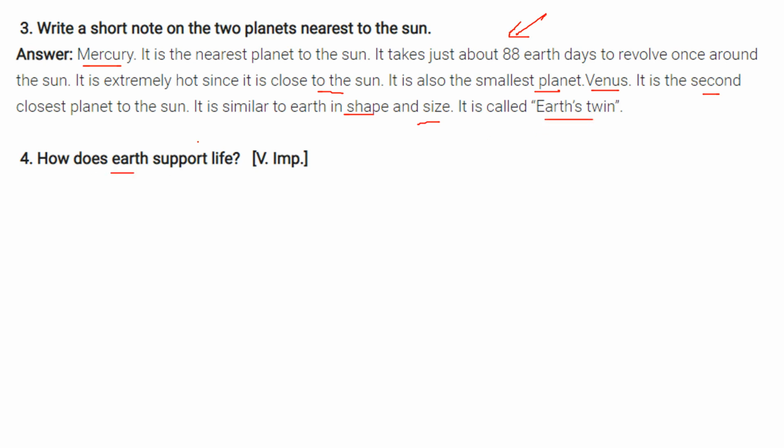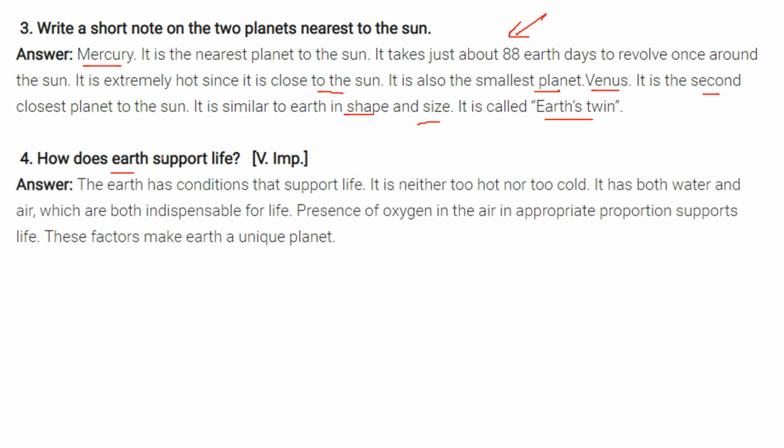How does Earth support life? See, the Earth has conditions that support life. It is neither too hot nor too cold. It has both water and air, which are indispensable for any life. So the presence of oxygen in the air in appropriate proportions supports life, and these factors make Earth a unique planet that supports life.